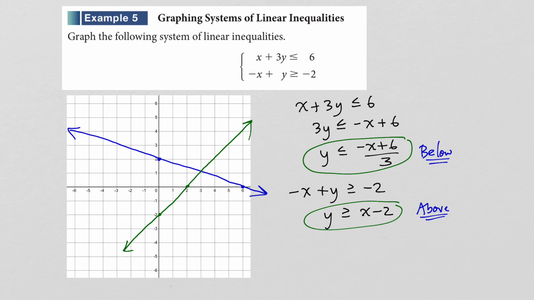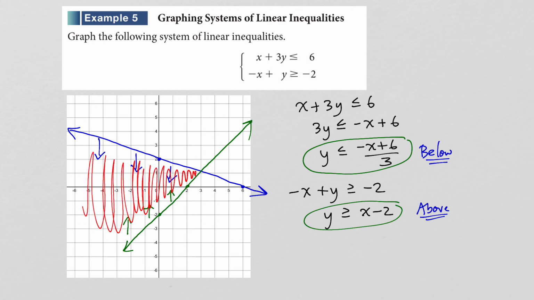Now, which region is below the blue line? So we have to be below here, but also at the same time above the green line. And you can see that the only region that satisfies both of those requirements is this region in between the two lines here. So you're not going to shade up here because these points are not below the blue line. And you're not going to shade down here because these points are not above the green line. And you're definitely not going to shade over here because these points don't satisfy either one.